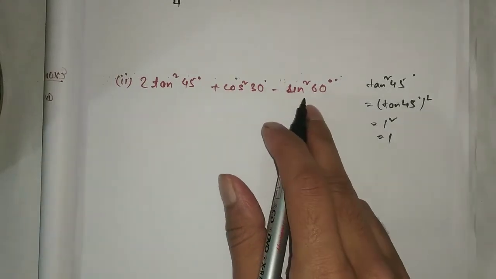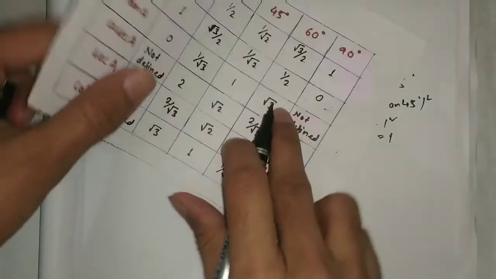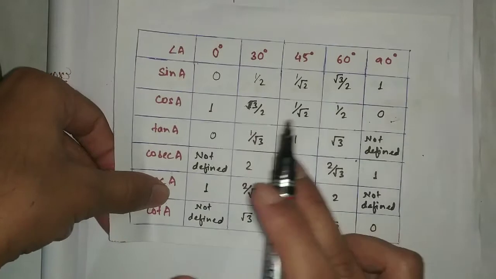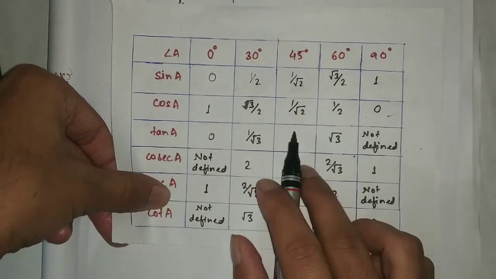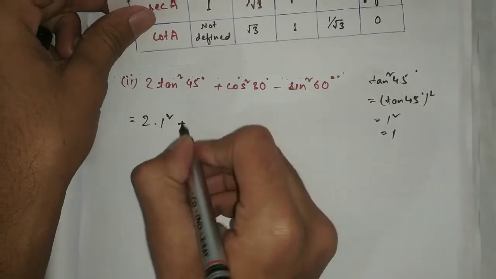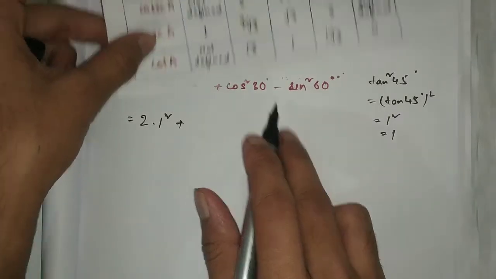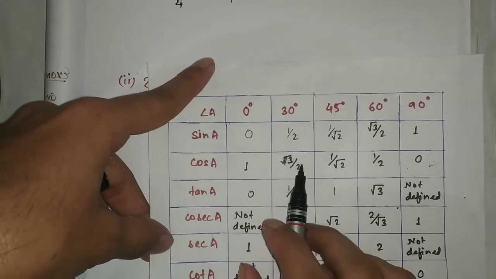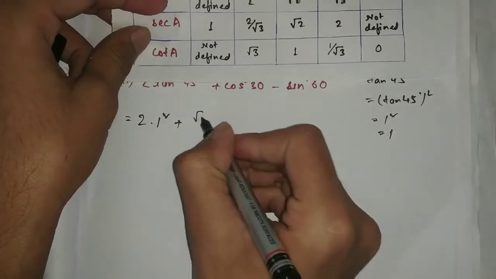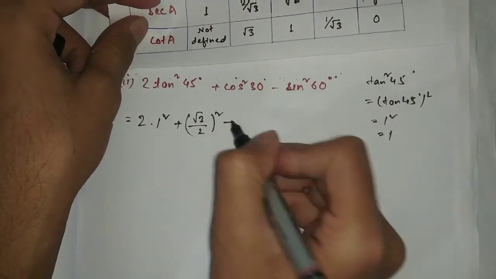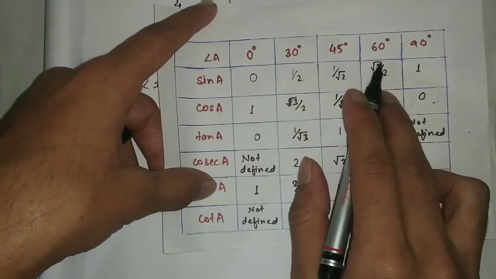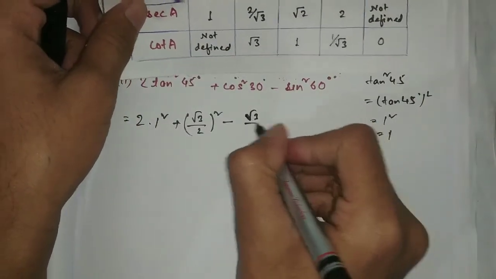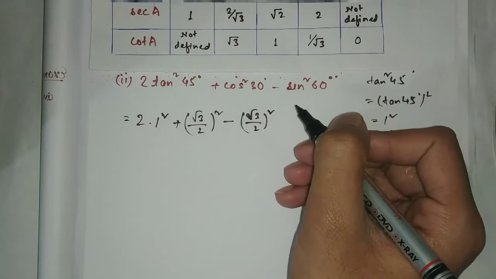So we simply put all these values from the table, and it becomes 2 into tan square 45, meaning the square of the value of tan 45. Tan 45 is 1, so it becomes 2 into 1 square, plus next is cos square 30 degree. It is the squared value of cos 30, that is root 3 by 2, so it becomes root 3 by 2 whole square, and minus sin square 60, that is root 3 by 2 whole square.